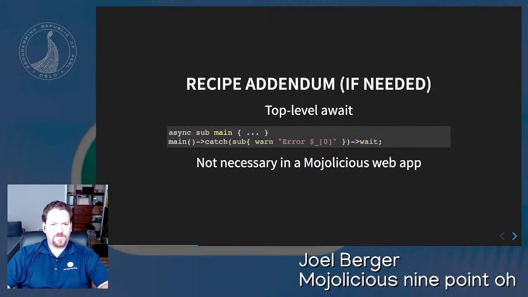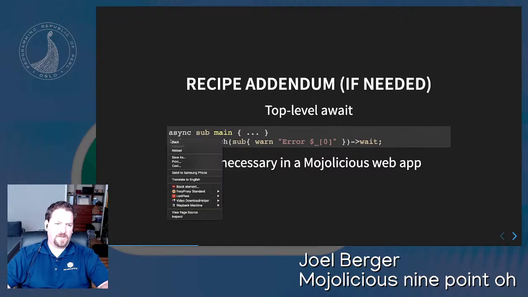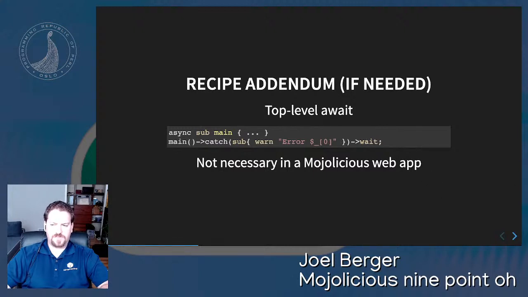Second recipe addendum, if you aren't in a Mojolicious web app, you may have to start the loop yourself. In that case, it's really no harder than just making an async sub called main, calling main, and setting up an error handler and calling wait on it. This is the simple way of doing that.